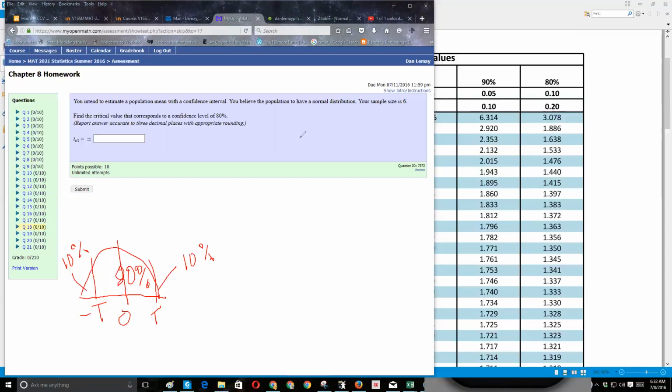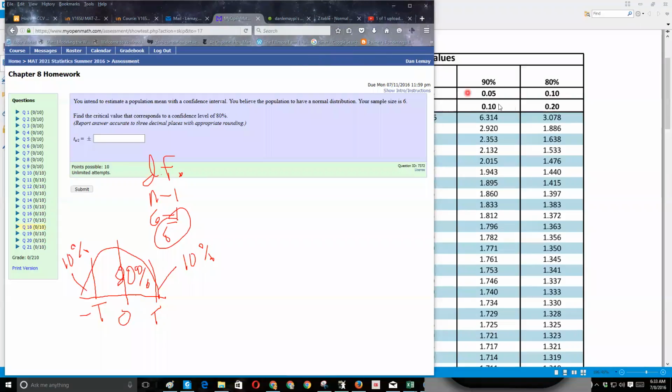So, the degrees of freedom we need to worry about. The degrees of freedom is usually abbreviated DF, and it's n minus 1. You take your sample size minus 1, so 6 minus 1 is 5. So I've got 5 degrees of freedom, and I've got an 80% confidence interval.